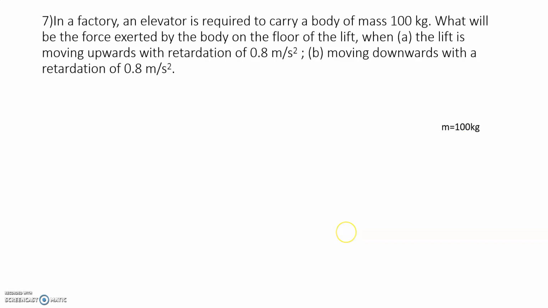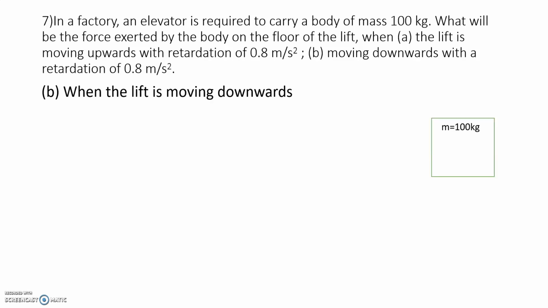Now the second sub question is the case when the lift is moving in the downward direction. Let's draw a force diagram. We have an elevator, we have a body of mass 100 kg. The lift is moving in the downward direction with retardation a equal to minus 0.8 meter per second square. Now what we have to find out is the force exerted by the body on the floor of the lift.